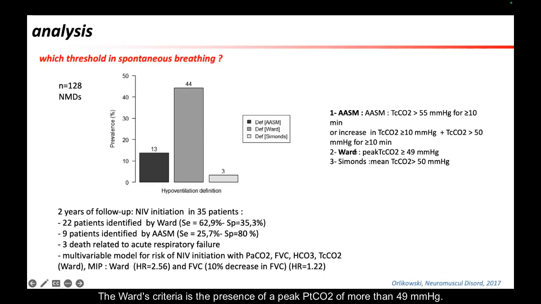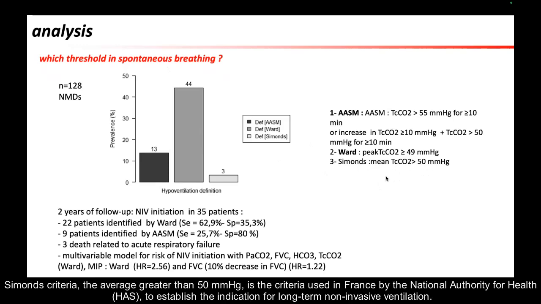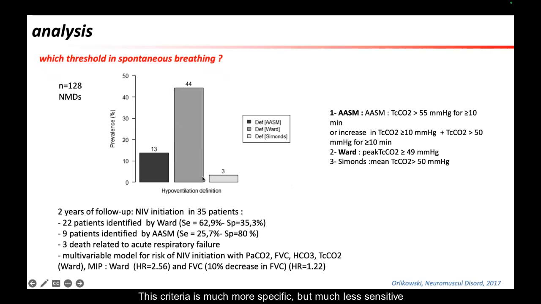This is the number 1 criterion here, where we find a prevalence of alveolar hyperventilation of 13%. The Ward's criterion is the presence of a peak PtCO2 of more than 49 mm of mercury. You can see that this criterion is much more sensitive, since 44% of patients are considered to have nocturnal hypoventilation. Simonds' criterion, the average greater than 50 mm of mercury, is the criterion used in France by the National Authority for Health to establish the indication for long-term non-invasive ventilation. This criterion is much more specific, but much less sensitive. You see that only 33% of patients are considered to have nocturnal hypoventilation.